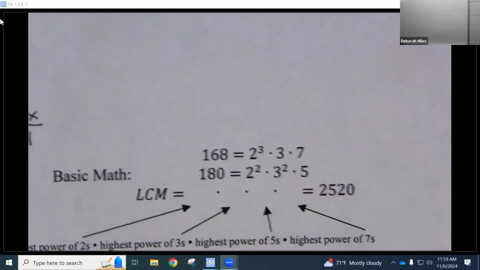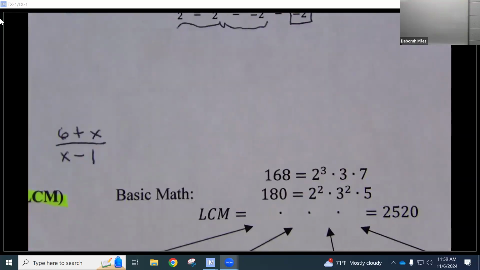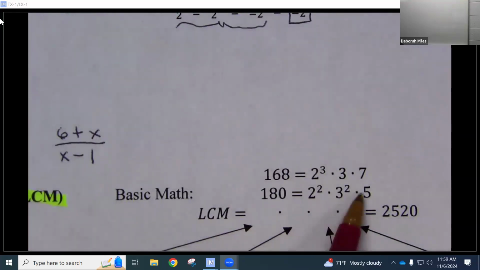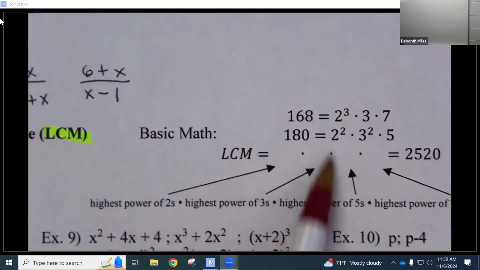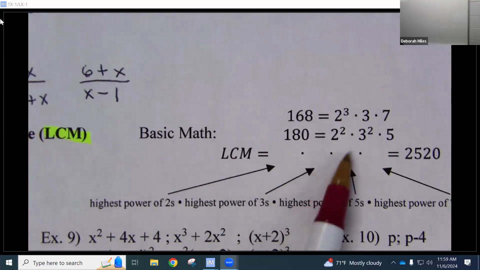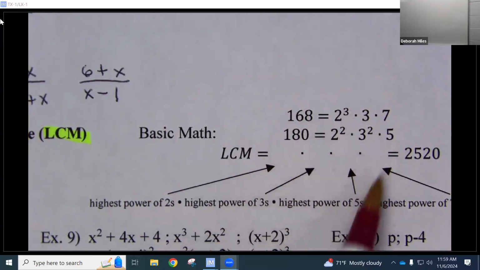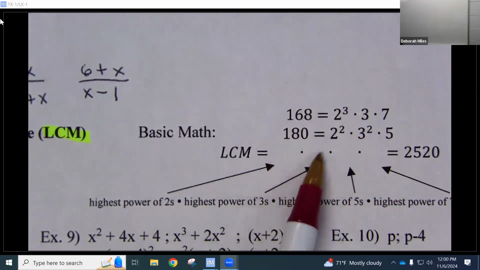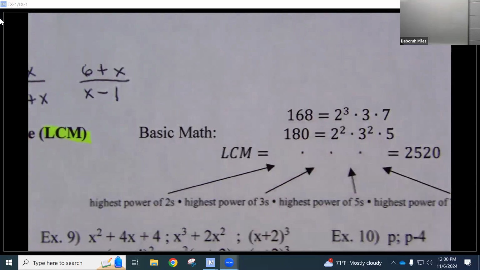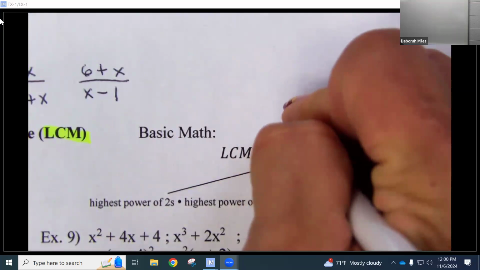I'm looking for something that 168 and 180 will divide into. And the way we do that, after we have the prime factorization, we just put in the highest power of each factor. The most 2's that either one has, the most 3's that either one has, the most 5's that either one has, and the most 7's that either one has. What's the most 2's that either one has? 2 cubed is my highest power of my 2's.